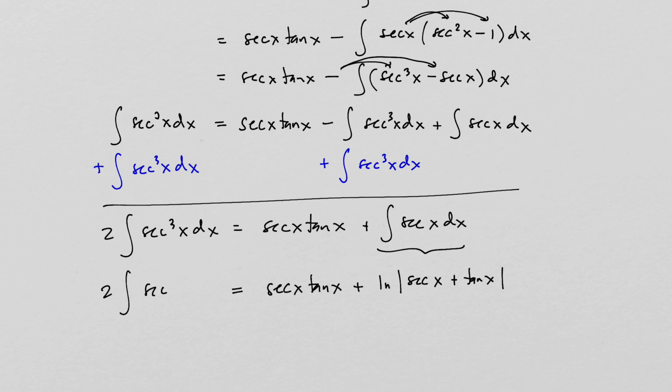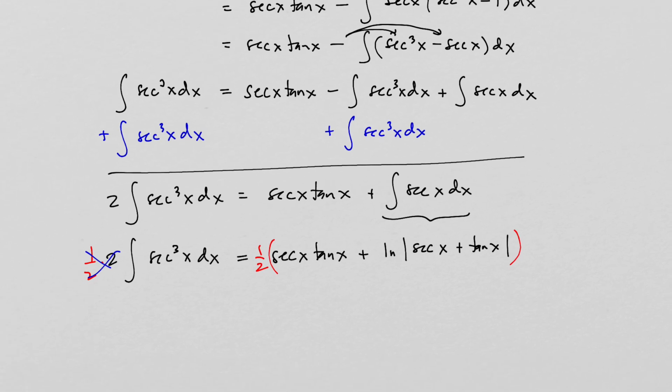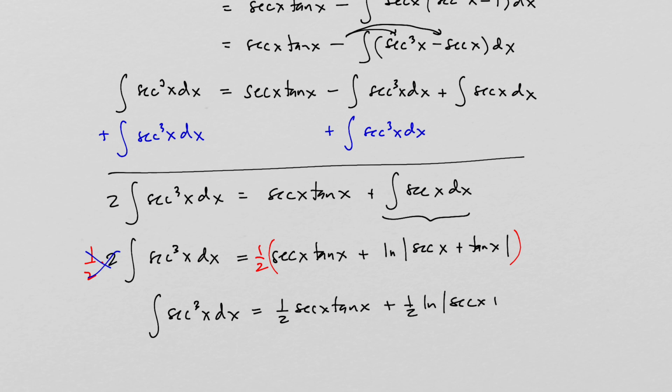And this is all equal to 2 times the integral of secant cubed. So what is secant cubed? Well, we're just going to multiply both sides by 1/2. That will cancel this out. And we end up with the integral of secant cubed x dx is 1/2 secant x tangent x plus 1/2 natural log of the absolute value of secant of x plus tangent of x plus c.